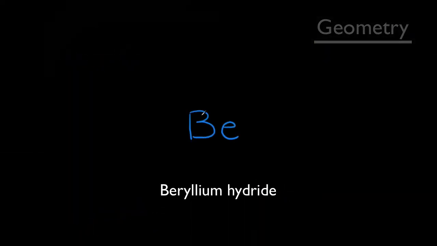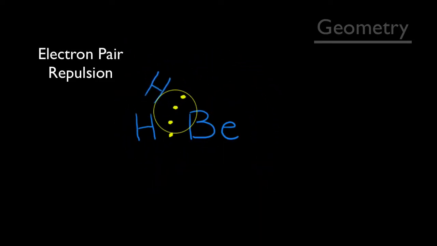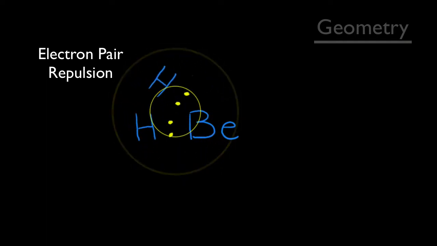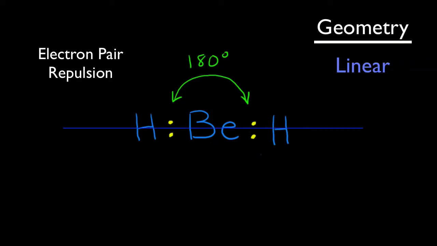Here's beryllium hydride, BeH2. Notice there are two pairs of electrons around the central beryllium atom. The last thing those electron pairs want to do is congregate to the same side of the beryllium atom. Nope, that's not happening. Because the electron pairs repel each other and want to be as far apart from each other as possible, what you end up with is a linear geometry.